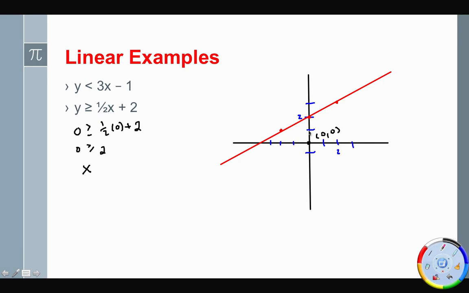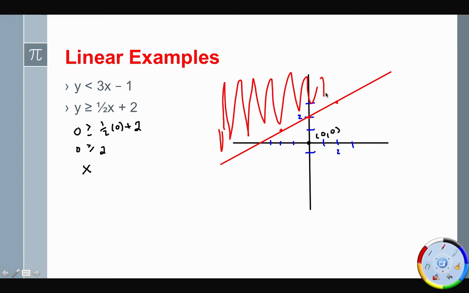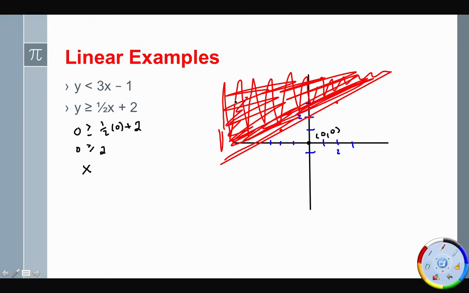And since the 0, 0 is down here, I need to shade above my line. And that's the shaded region. That's the graph of this inequality. And you can do any type of shading you want as long as you shade just the upper part of this graph.